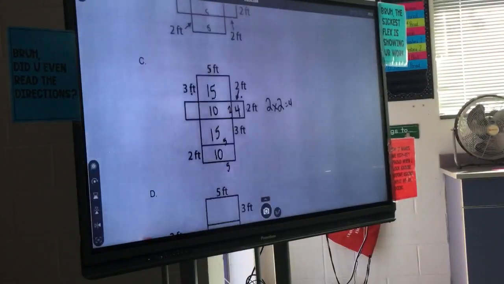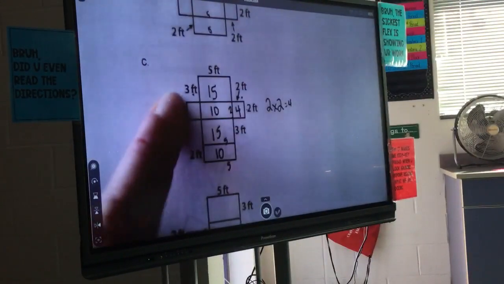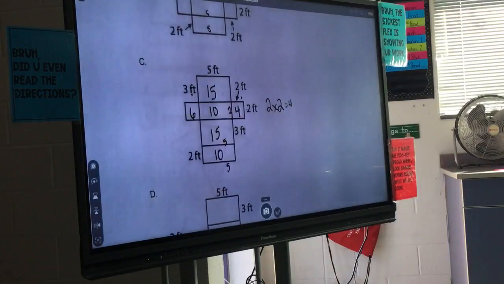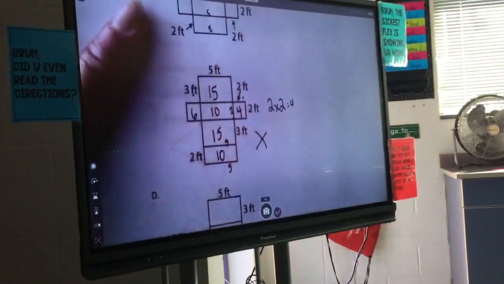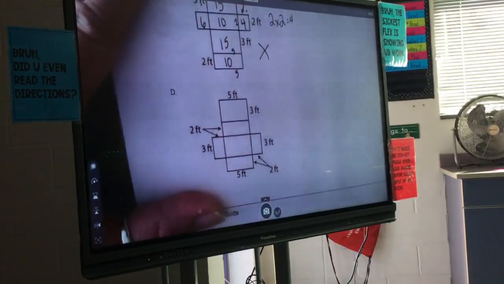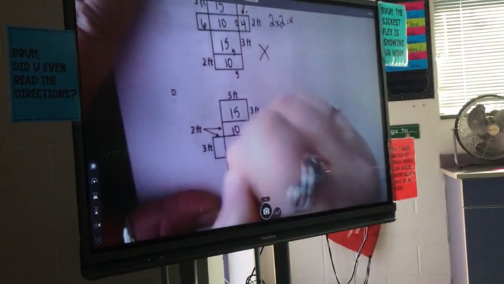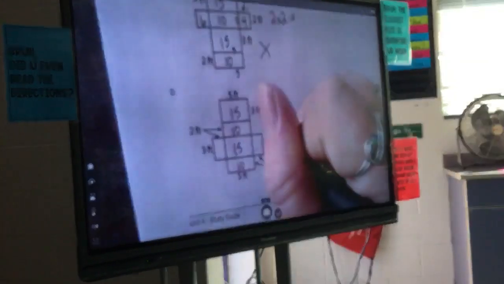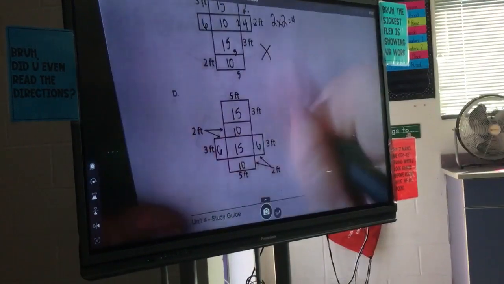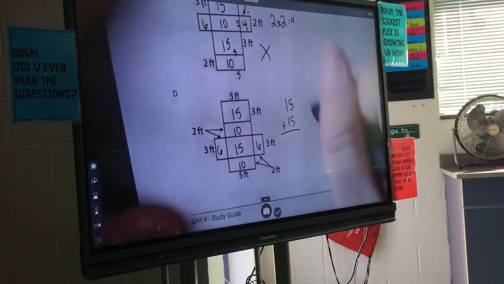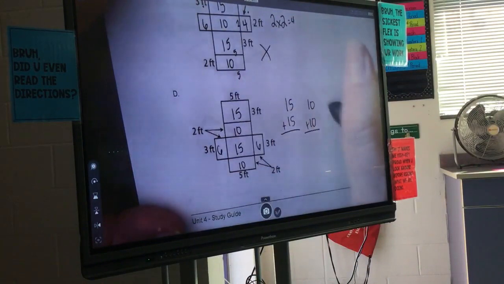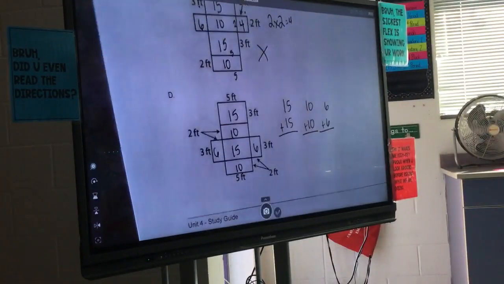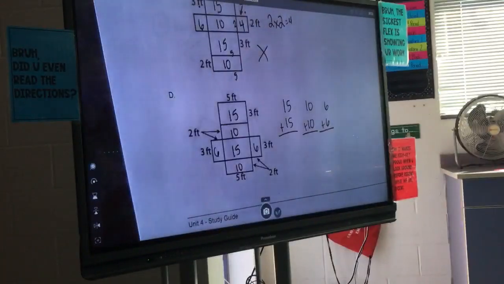All right? And if you look at this side, you have 3 here and 2 here. So this is going to equal 6. So does that work? No, it does not. All right? Last one. We have 15, we have 10, we have 15, we have 10. Then we have these arrows pointing that this is 2 and this is 3. So then I have 6 and 6. Add them up on your calculators and then tell me what your total is. So add up 15 plus 15, 10 plus 10, 6 plus 6, and then tell me what your total is.